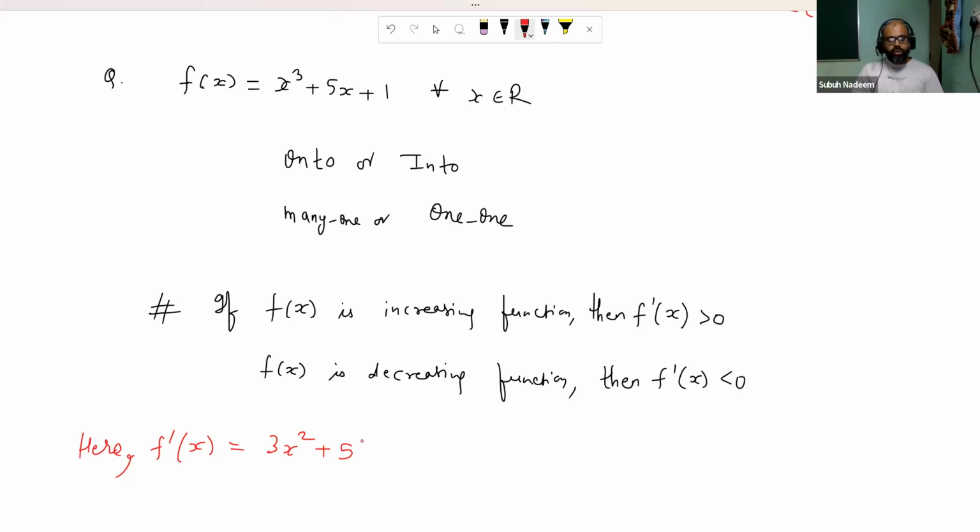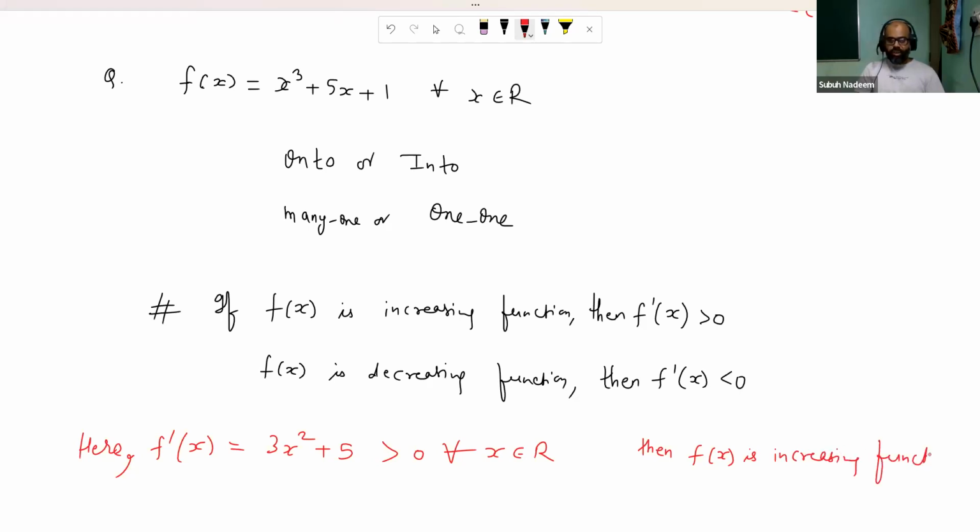Anyways, so 3x square plus 5 is always greater than 0 for all x belonging to real numbers. It is never negative because you are squaring the x. So it is positive and you are adding 5 to it. So it will be positive. So if it is always greater than 0, then f of x is an increasing function.